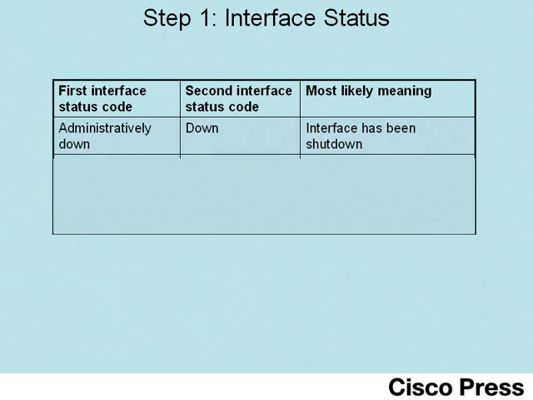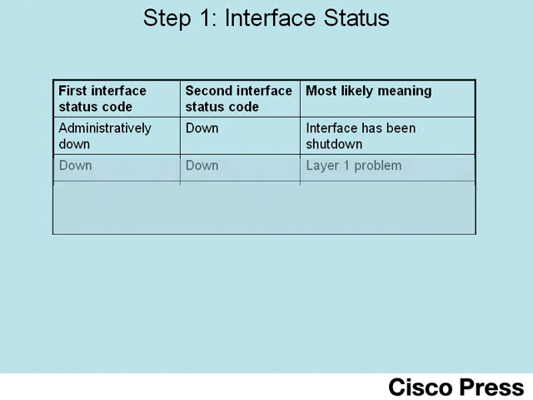First of all, if you've had a shutdown command configured on the interface, then the first status code shows administratively down, and the second status code lists simply down. So that just means that you shut down the interface. Now, if you've put a no shutdown command on the interface, but there's a layer 1 problem, say the cable's not installed, or it's the wrong cable, or there's no signal on the line, then the first interface status code will be down as well as the second. So it'll be down and down, if you will.